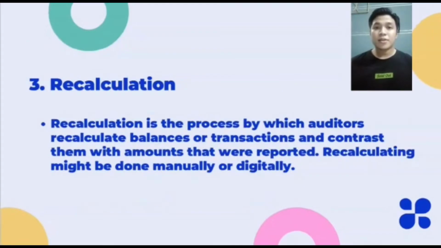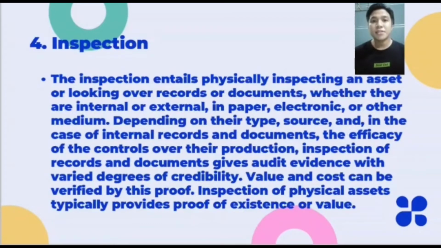Okay, next is recalculation, which is the process by which auditors recalculate balances or transactions and contrast them with amounts that were reported. Recalculating might be done manually or digitally. Okay, next is inspection, which entails physically inspecting an asset or looking over records or documents, whether they are internal or external, in paper, electronic, or other medium, depending on their type, source, and in the case of internal records and documents, the efficiency of the controls over their production.